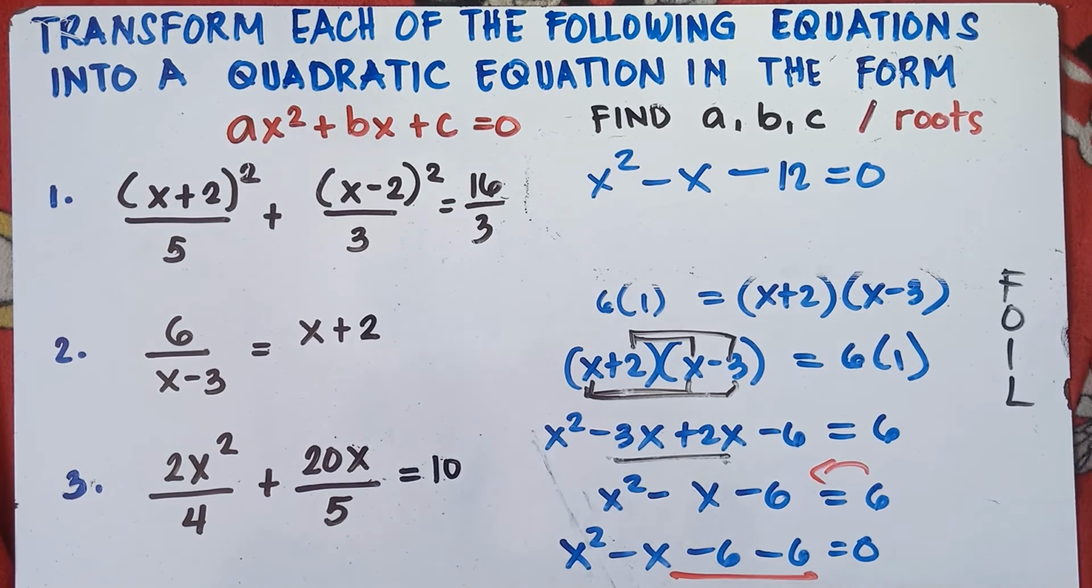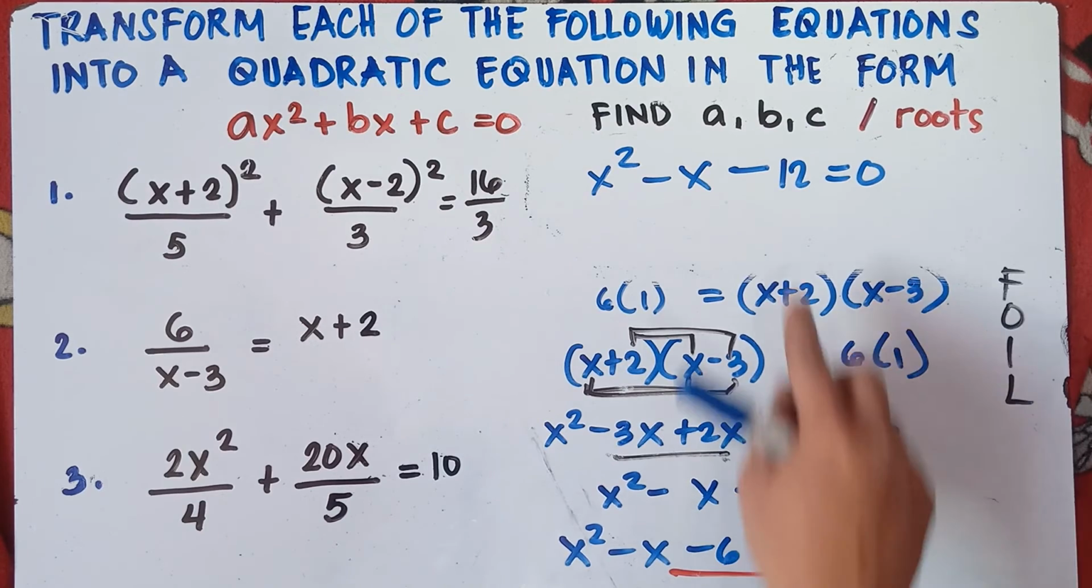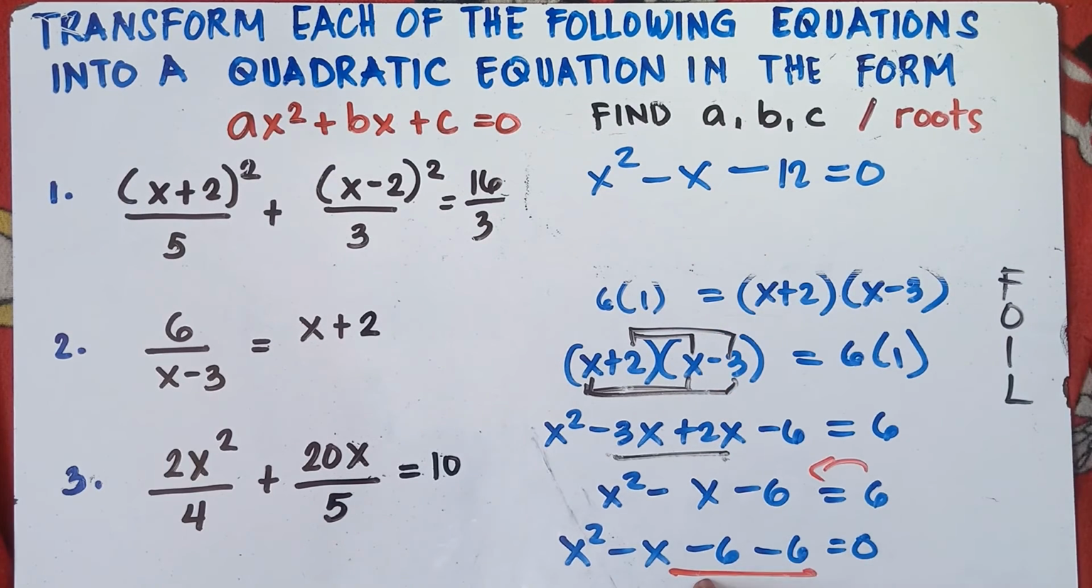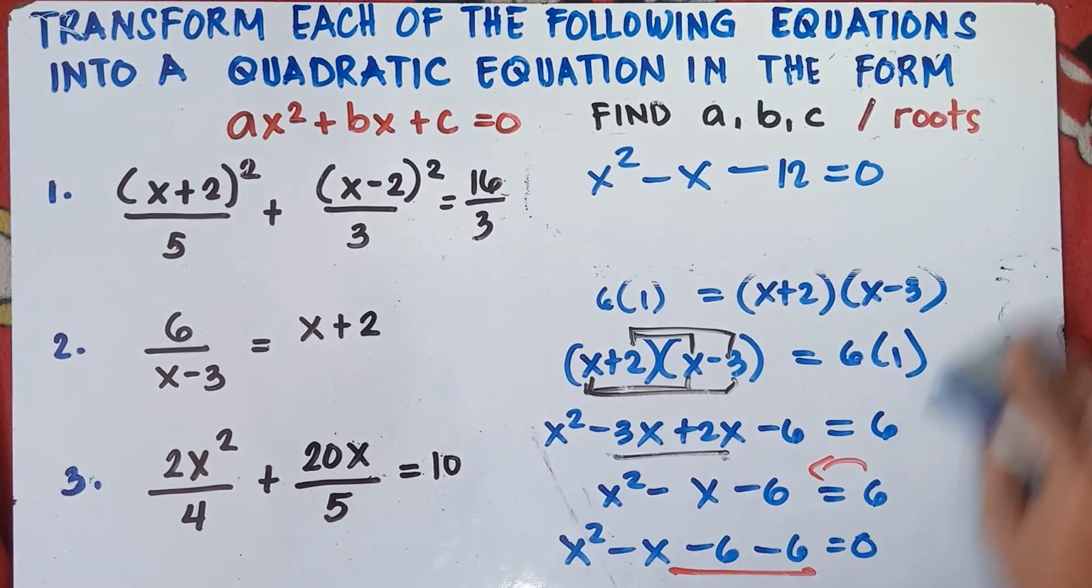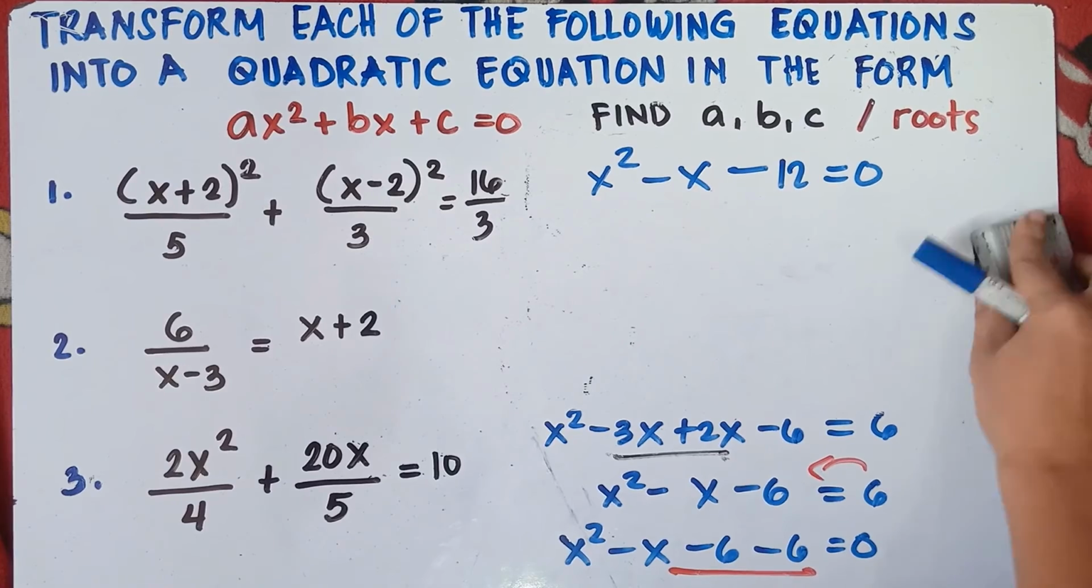Once again, class, if you have both negatives, negative 6, simply copy negative sign, then add the number. 6 plus 6 is 12. Equals 0. Alright. There you have it. That's our equation for number 2. Easy, right? For number 2.